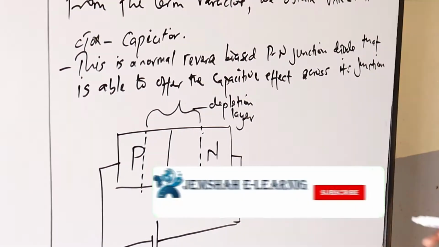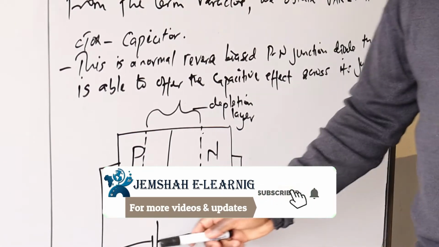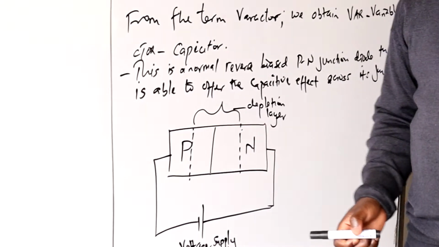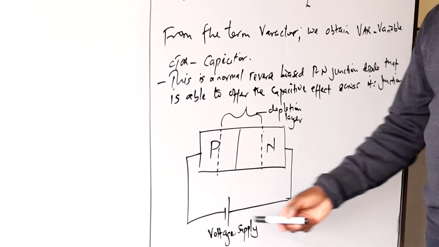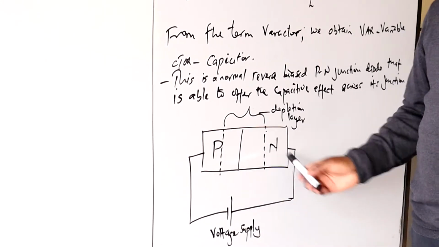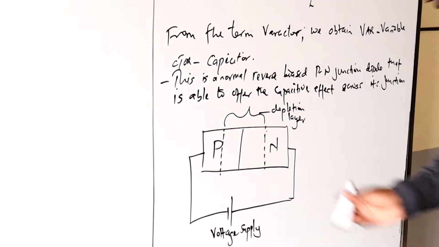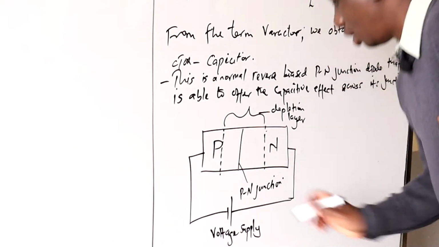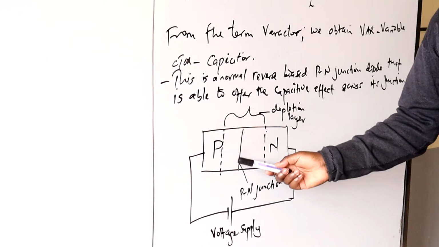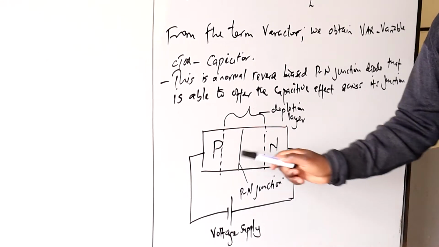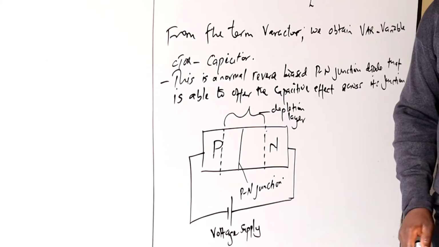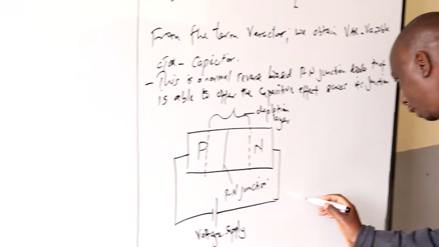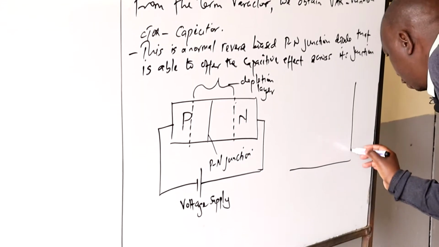So this is a voltage supply, and the negative terminal of the supply is connected to the P semiconductor, and the positive terminal of the supply is connected to the N semiconductor. This junction here we will refer to as the PN junction. When this is reverse biased, the electrons tend to be attracted away from the junction, and that's why we form what is referred to as a depletion layer or the barrier. When we have a characteristic of this, we're going to have a sketch of how we expect it to behave.